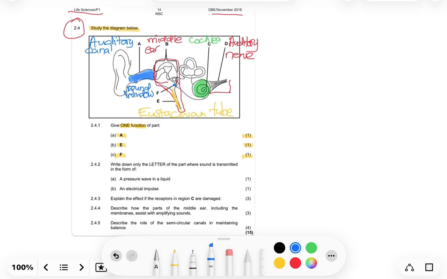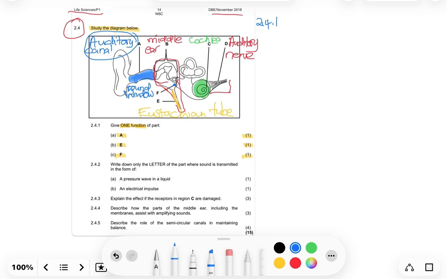So now let's answer question 2.4.1. Okay, so 2.4.1 is asking for the function of A. A is the auditory canal. And the function of the auditory canal is to transmit sound waves to the tympanic membrane. It also has another function, which is to secrete earwax or cerumen.